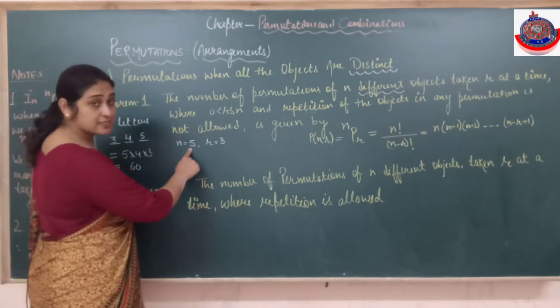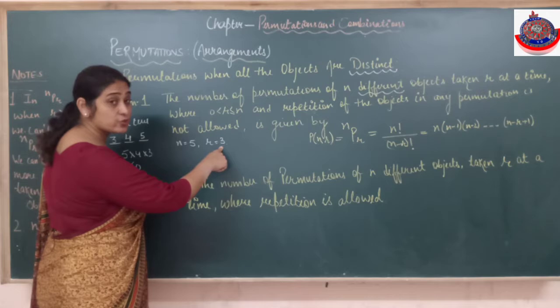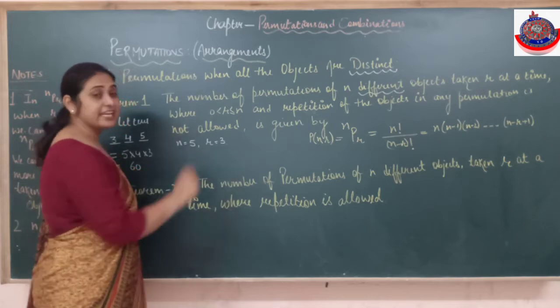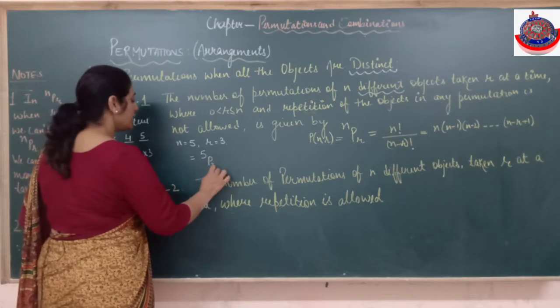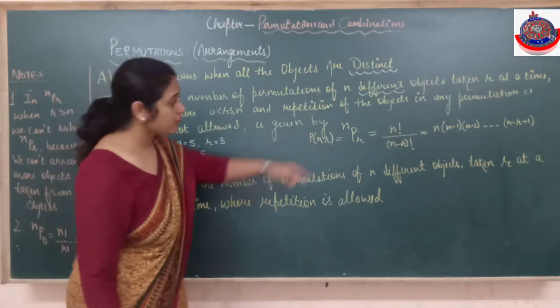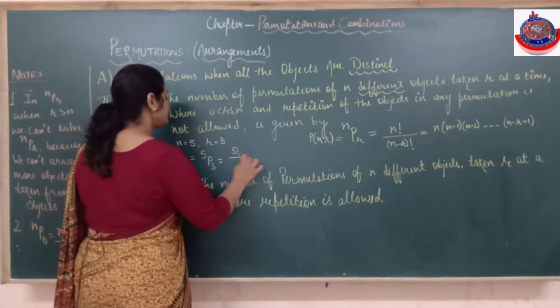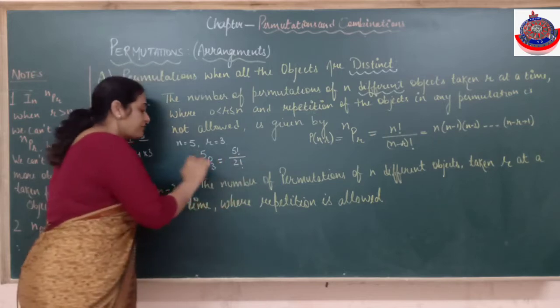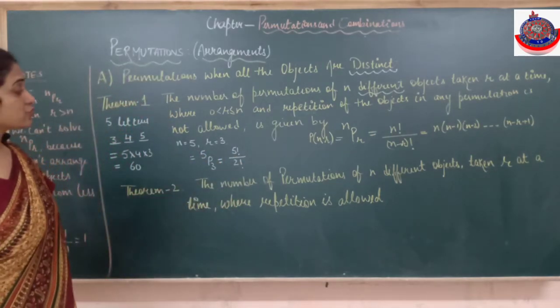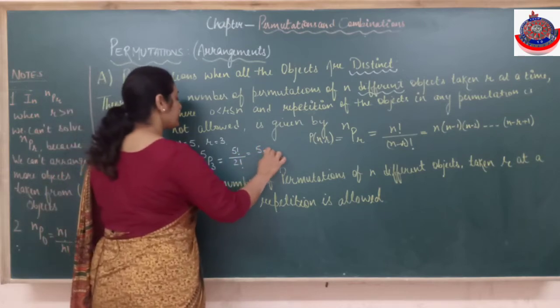I have n different objects, of which r objects are to be taken. Clear? In how many ways is their arrangement possible? 5P3. Solve 5P3. What is the formula? n factorial upon n minus r factorial, so 5 factorial upon 5 minus 3, that is 2 factorial. Is it clear? Solve it. I told you to open the bigger one.